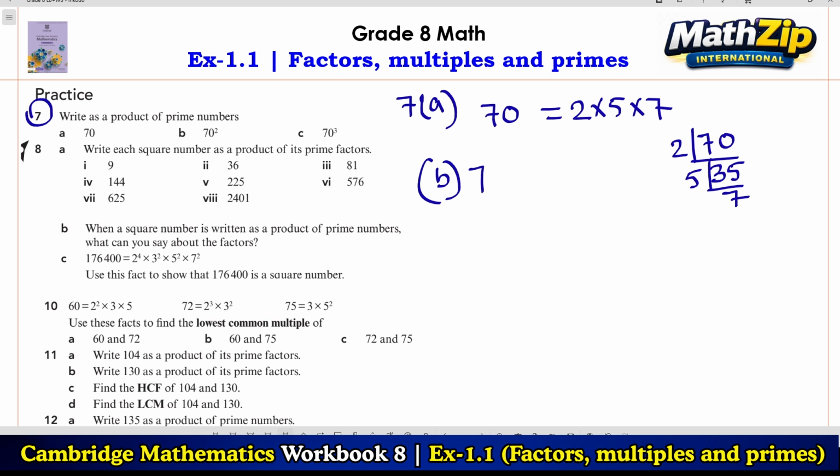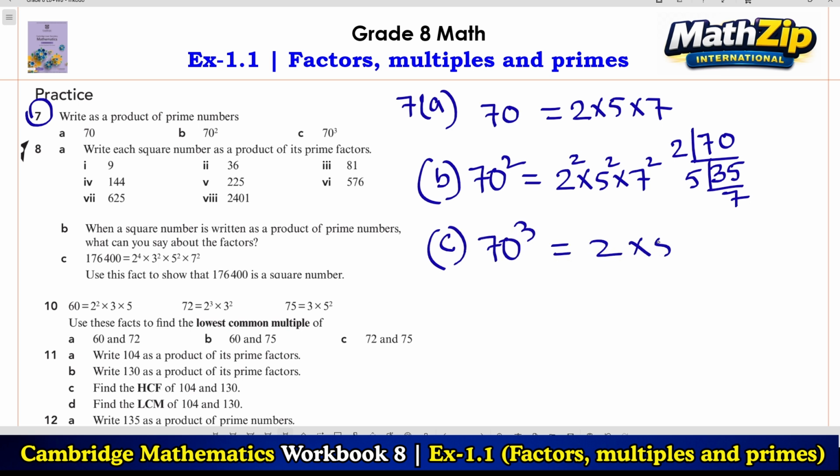Part B, here is 70 squared. It's very simple. Here is 2 times 5 times 7, and we can just make it a square, right? Part C, here is 70 to the power 3. Same thing, 2 times 5 times 7, and we can make it a cube. And this is the product of prime numbers. Parts A, B, C of question 7, done.